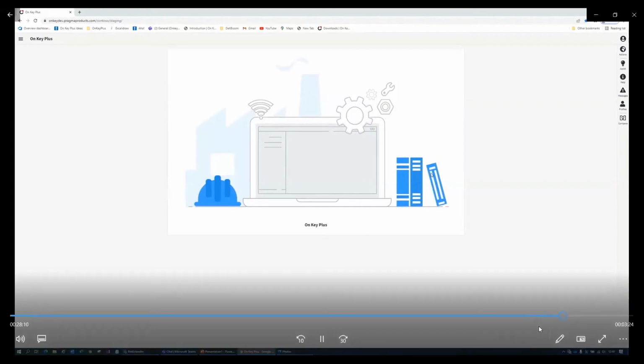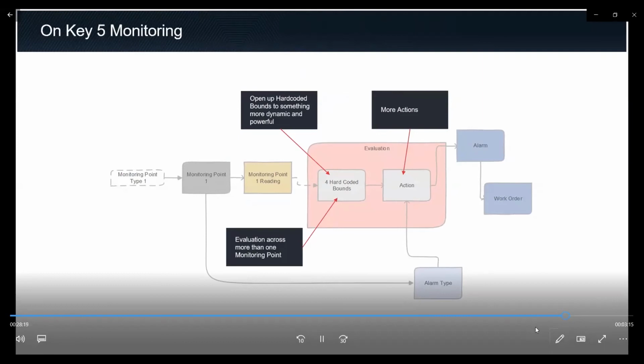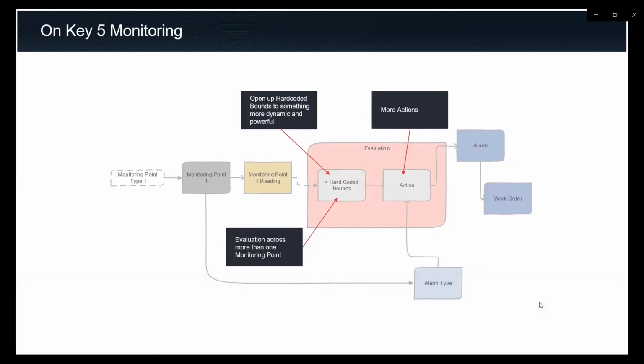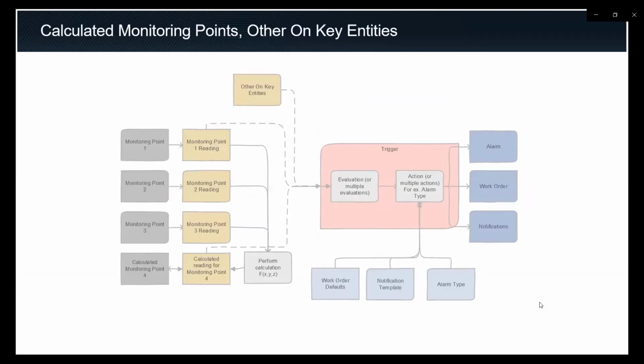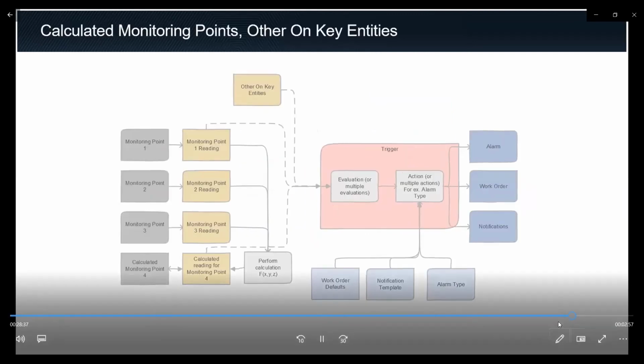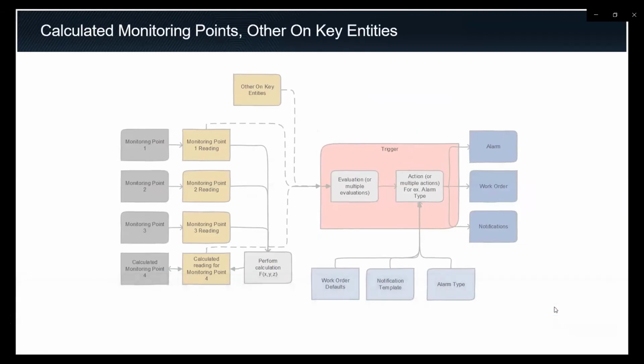Another one we've modified a lot is the monitoring points. In Ankit 5, the monitoring points were hard coded, and you could only evaluate one monitoring point at a time. The bounds were hard coded, the 4 bounds. We've improved that significantly in Ankit Plus, where you can have evaluations and expressions that can evaluate multiple monitoring points. You can also have calculated monitoring points, and from there trigger alarms, work orders, and notifications.